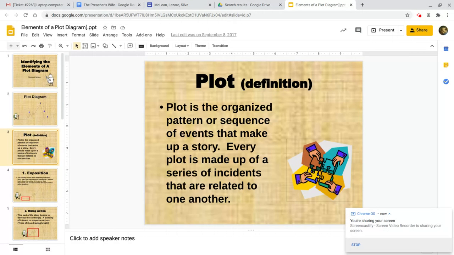Your day and the events in your day are technically a story, so the events in your day could be organized into a plot.